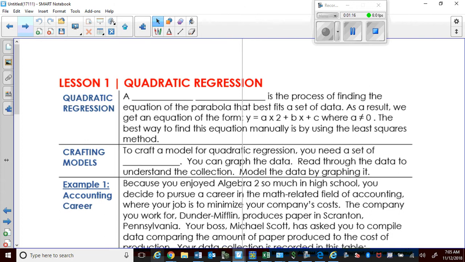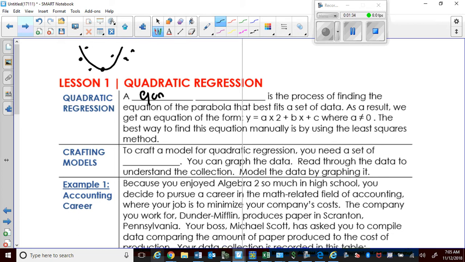A couple of things worth looking at is the quadratic equation, except at this point they're going to give us points, and those points could fall on the curve, or they could not be on the curve, like so. So a quadratic regression is the process of finding the equation of a parabola that best fits a set of data.